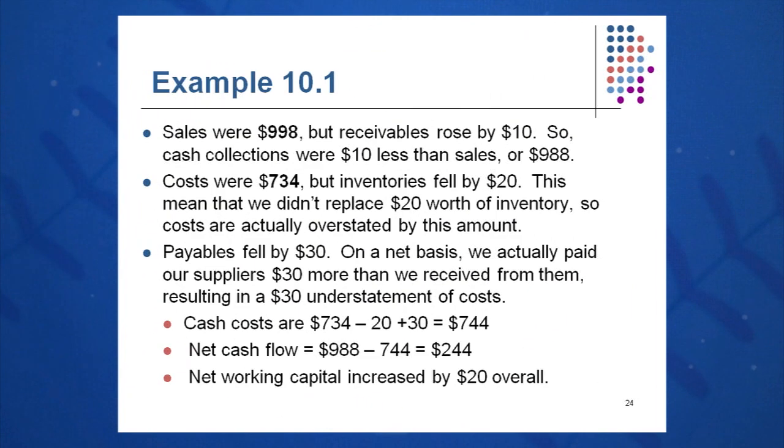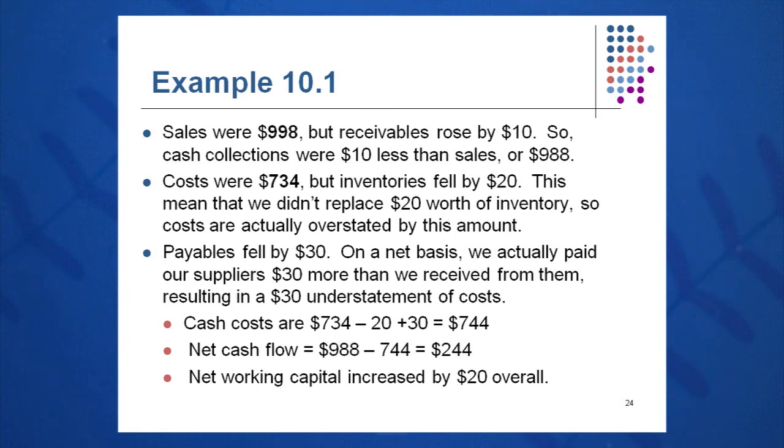So cash sales were $998, but receivables went up by 10, so we didn't collect that cash. So we would post our cash sales as $988. Costs were $734, but inventories went down. So we didn't replace $20 of inventory, so costs were actually overstated by that amount. So we will take out that 20. And payables went down by 30. And we actually paid our suppliers $30 more than we received, resulting in $30 understatement of cost.